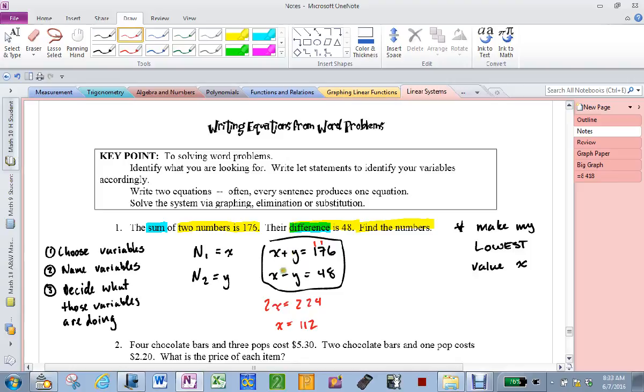Doesn't matter which one you use, you can figure it out. Everybody good? What is y? 64. N1 and N2. Everyone got it?